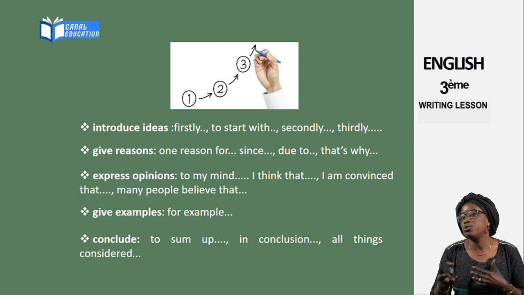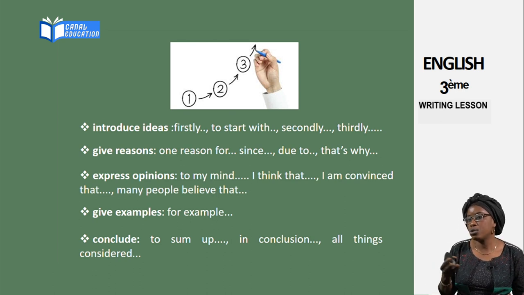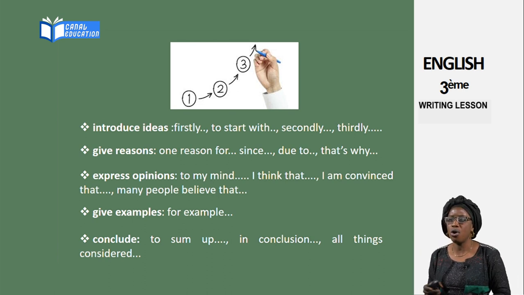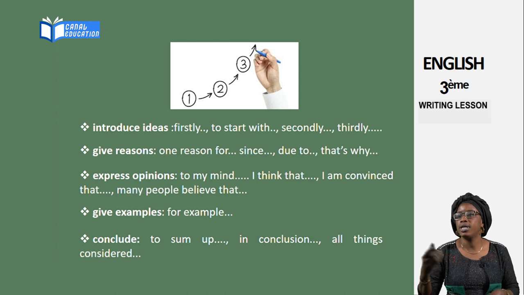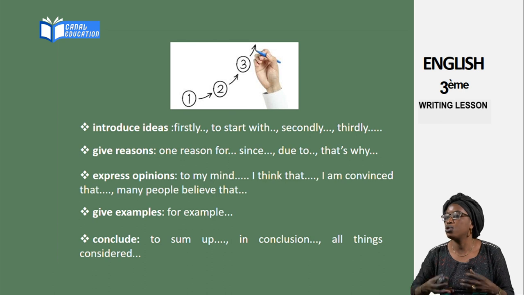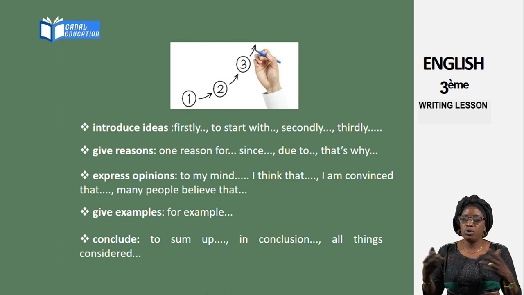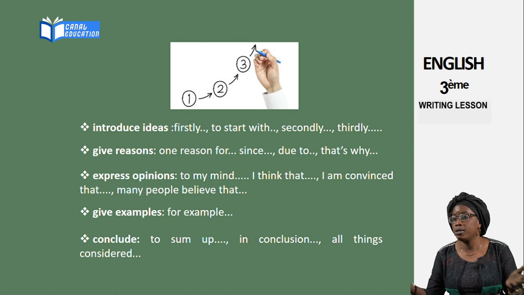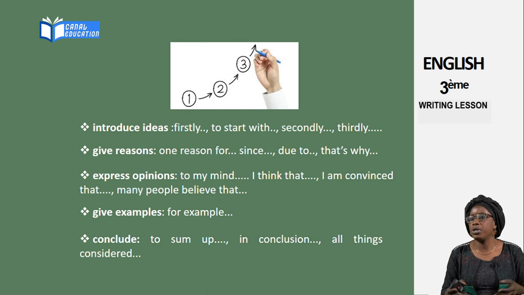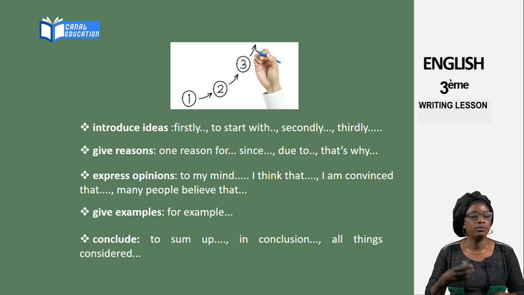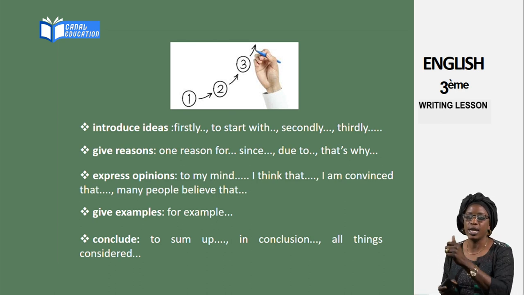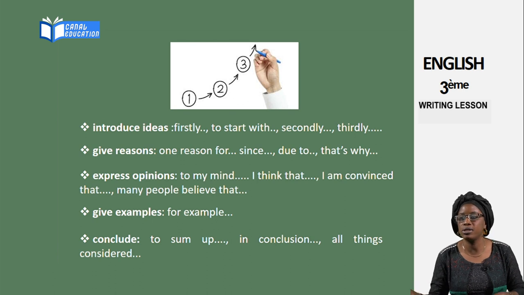Now, when you want to give reasons, you also have some expressions or connectors that you can use: one reason for, since, due to, that's why. These are connectors or link words used to give reasons, because when you give your opinion, you have to give the reason why you choose this opinion. Now, expressing opinion: in my mind, I think that, I'm convinced that, many people believe that. Giving examples, you have for example, for instance, etc.